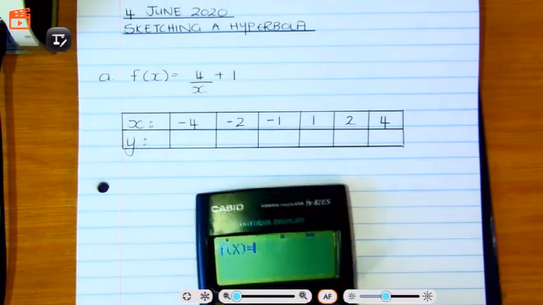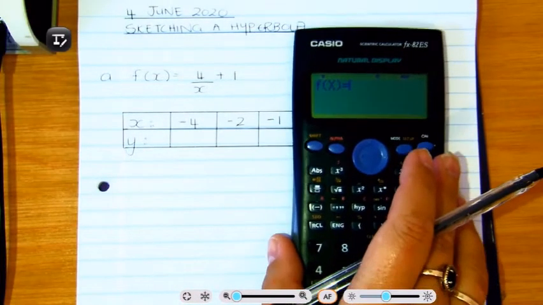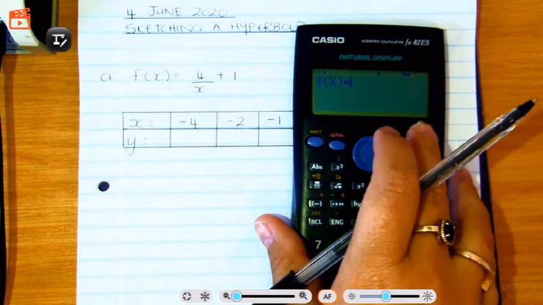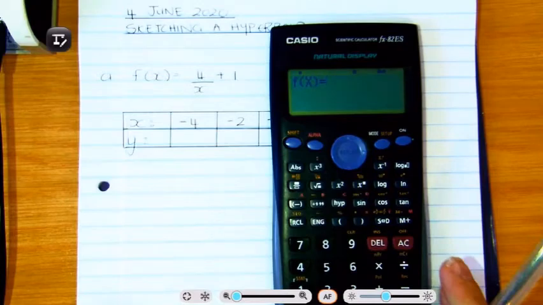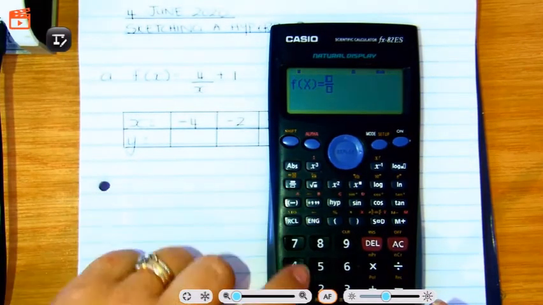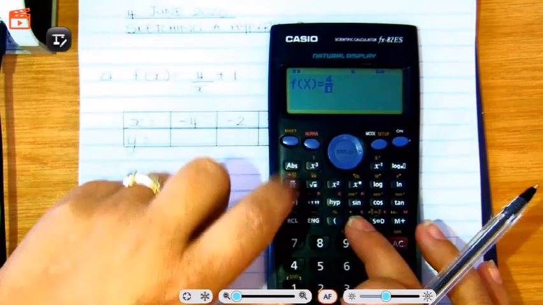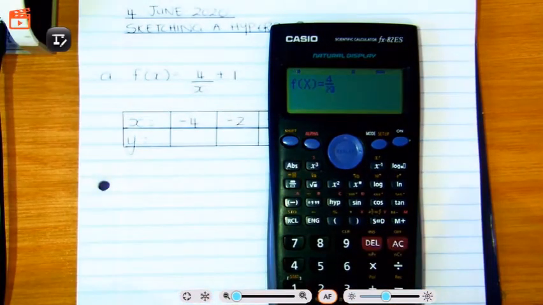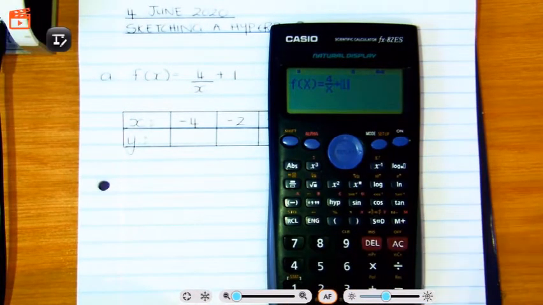Okay, so now I'm going to use my calculator to work out my table method. And there's just something I want you to notice here. So I'm going to say f of x is equal to fraction button. At the top I've got 4, and at the bottom I'm going to say alpha close bracket, which gives me my x, and then I'm going to go to the side plus 1. Okay, so there is my function.